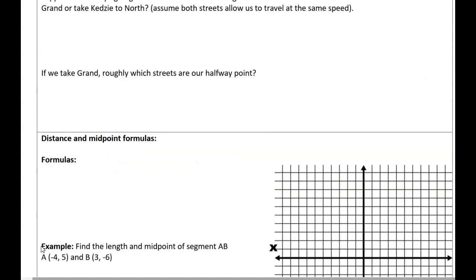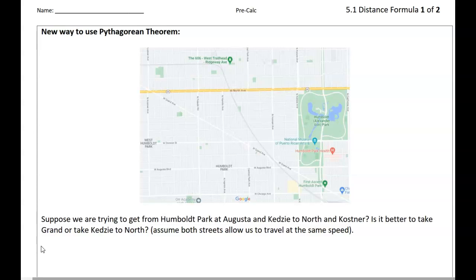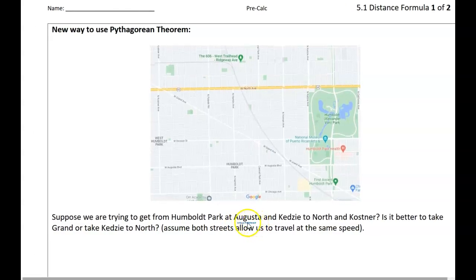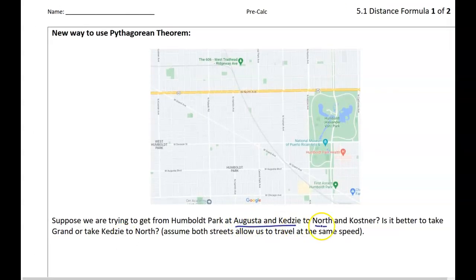Now, because Chicago is a nice grid system, like the coordinate plane, I thought it'd be interesting to tackle a real-life distance problem using our formulas here. So what we're going to do is go from Augusta and Kedzie to North and Costner. I chose this area because I've lived here the entire time I've lived in Chicago. I know that some of you probably live over here as well.